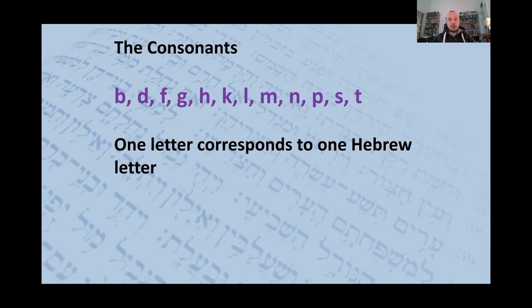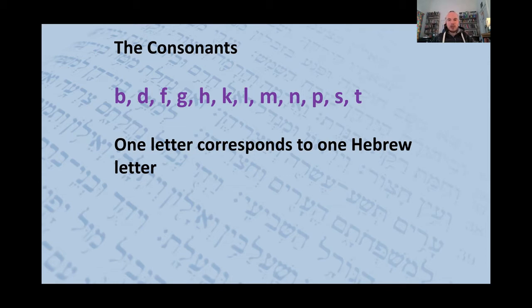Now let's have a look at the consonants. Now these consonants here are pretty straightforward because they're very similar to, or the same as we pronounce them in English. So b, d, f, g, h, k, l, m, n, p, s, and t. So they're all quite similar, if not the same, to English.